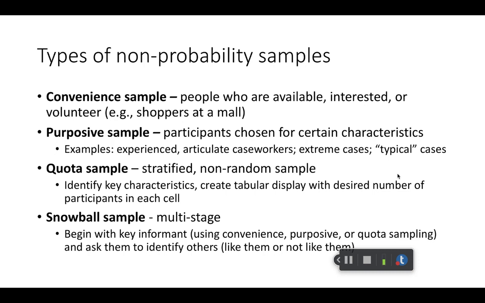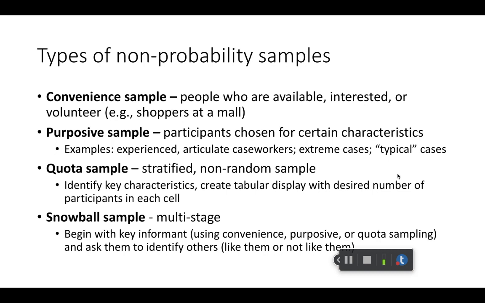Another type of non-probability sample is called quota sampling, and this is essentially a stratified, non-random sample. In quota sampling, we identify the key characteristics for purposes of the study and for sampling, and we create a tabular display with the desired number of participants in each cell. I'll show you an example of this in a minute.